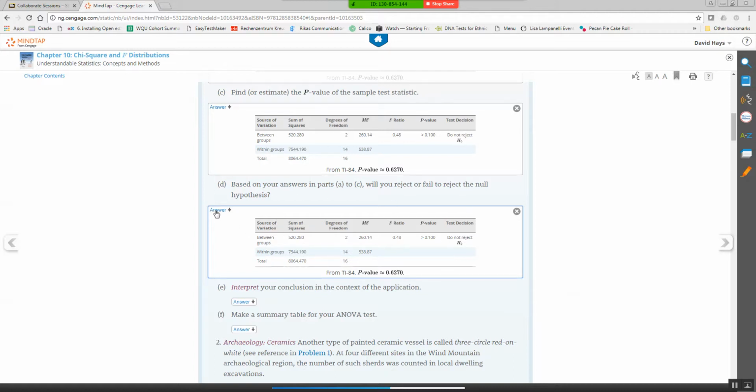Doesn't really say what to do. Oh, there's the answer. Click there. No. Oh, they have it over here in test decision. It says do not reject H0.